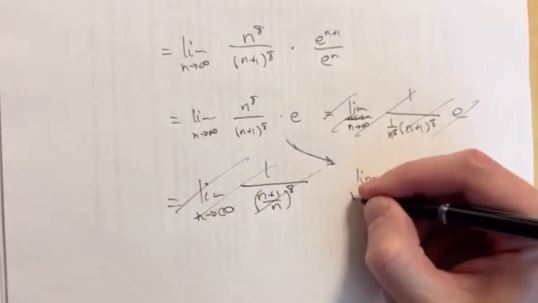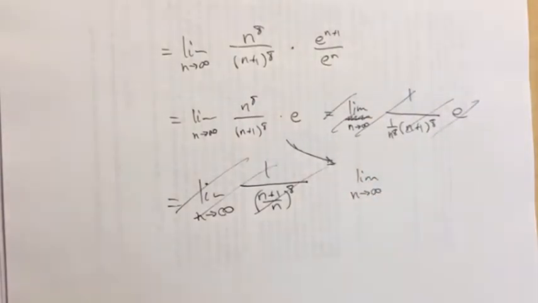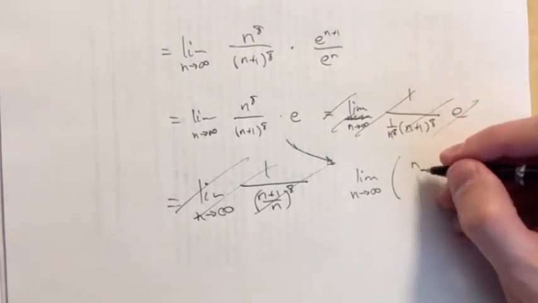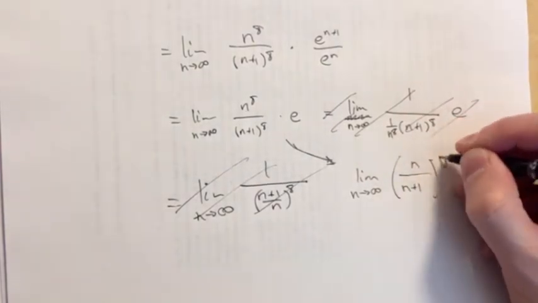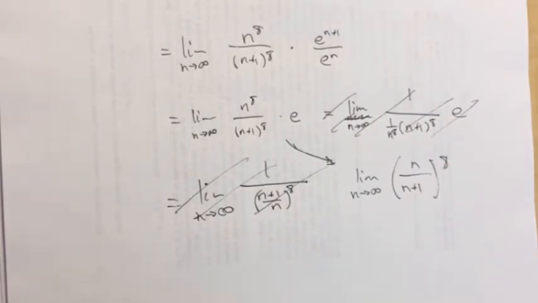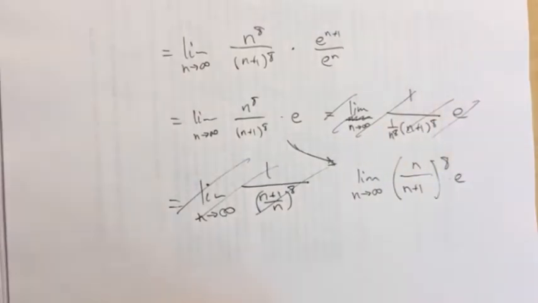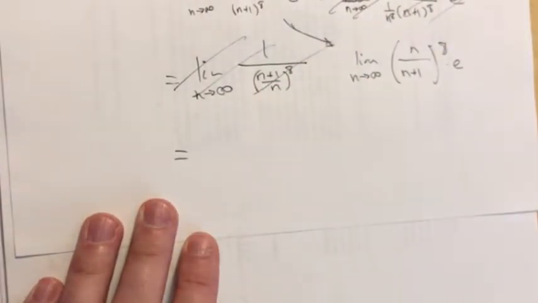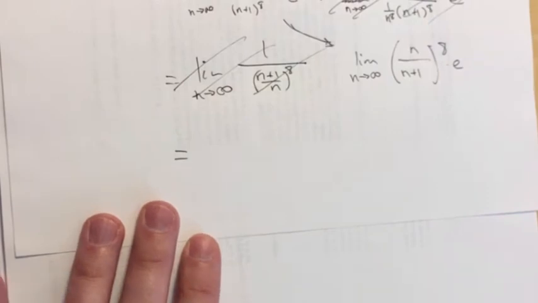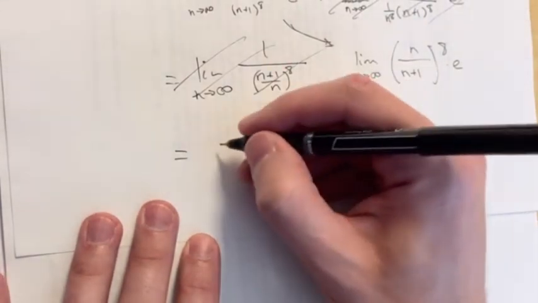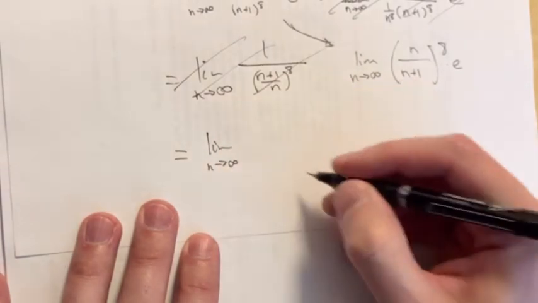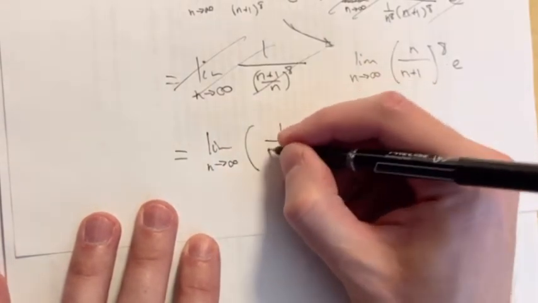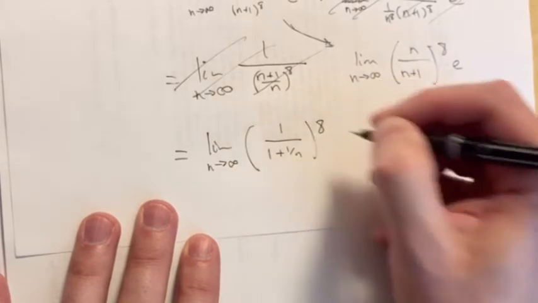Turn this into the limit as n goes to infinity. n to the 8 over n plus 1 to the 8 is n over n plus 1, the whole thing to the 8, times e, of course. And then that thing on the inside, you divide the top and the bottom by n, just like in the previous examples. Sorry about that little diversion. On the inside of the fraction, divide the top and the bottom by n. I got the limit as n goes to infinity. Inside the 8th power, it's going to say 1 over 1 plus 1 over n, all to the 8, times e.